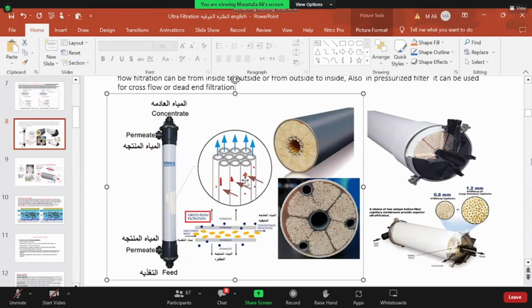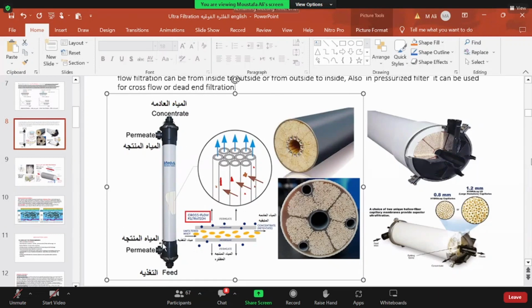In the first case, the filtration process takes place from outside to inside, and we have the filtrate inside the fiber. But in the second case, we have the flow from inside the tubes or the fibers themselves, and the filtrate passes across the wall of the membrane from inside to outside. So I hope this clarifies this point regarding the pressurized system.